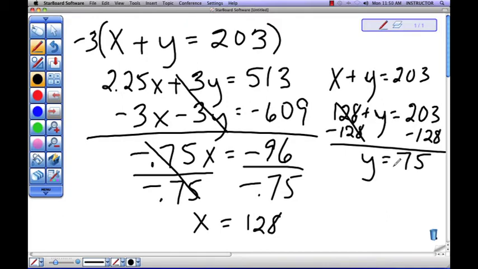To check this problem, you would substitute your x and y values back into both of the original equations, and you would come up with the original amount of tickets sold, or plug them into the amount of money that was made, and you should come up with the same total in the end.